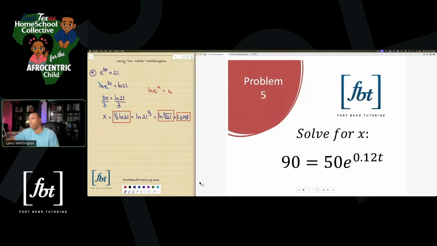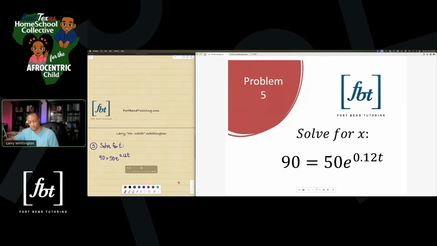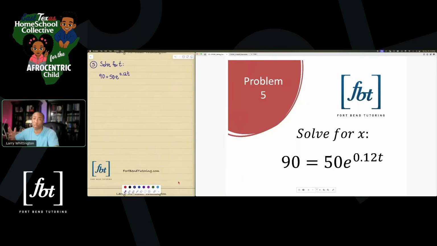Let's go ahead and move on to problem number 5, shall we? Here we go. Now on your screen it says solve for x, but trust me, we need to be solving for t. So what I have on my iPad is absolutely correct. We have 90 equals 50 e to the 1200s t. And what we're going to be doing in this problem first is isolating the base with a natural number. That's right, Euler's number.